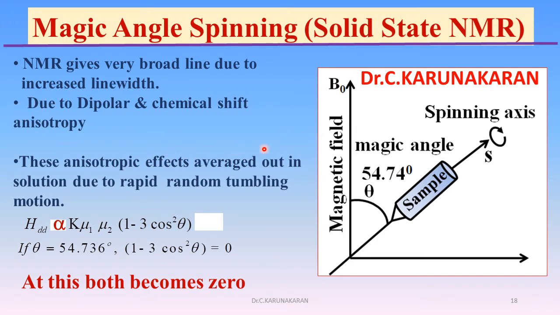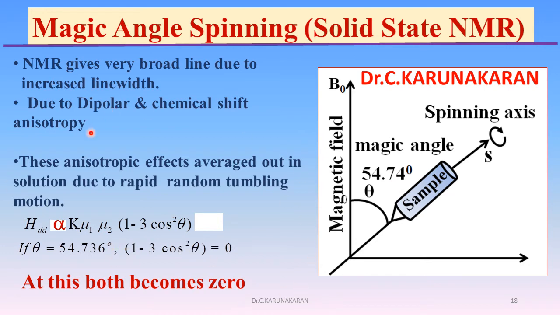They will give an isotropic NMR spectrum because of rapid tumbling motion. However, in the solid state, these effects are very significant. The sample is rotated about an axis that makes an angle with the external applied magnetic field, theta equal to 54.74 degrees. The dipolar and chemical shift anisotropy is directly proportional to 1 minus 3 cos squared theta. When theta equals 54.74, these two effects become zero.